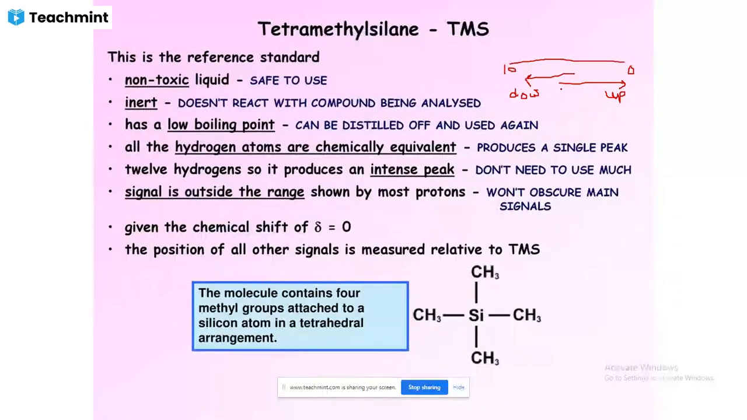At the same time, another word is also there, that is shielding and deshielding. When the value is increasing, meaning the value is in the downfield, at that time it is called deshielding. Both the words downfield and deshielding start with D. These both have the same meaning. At the same time, if the value is decreasing, meaning it moves toward 0, at that time we call it shielding.